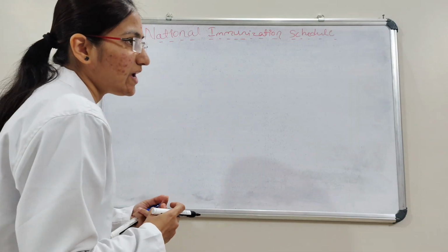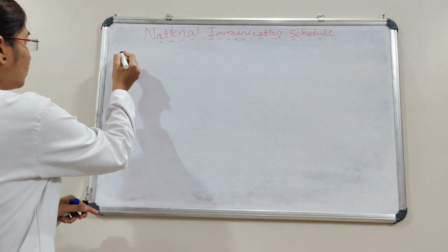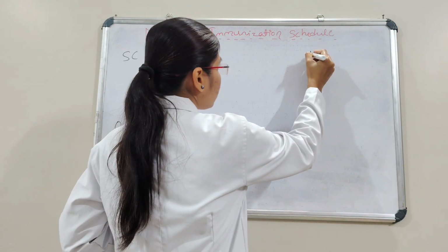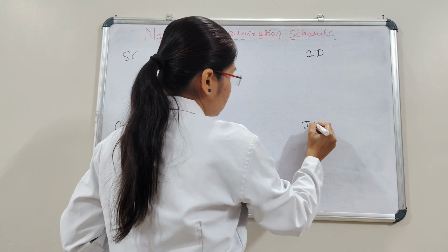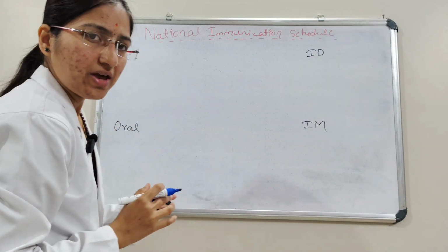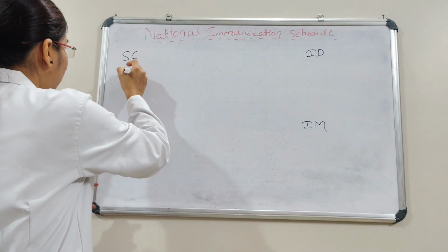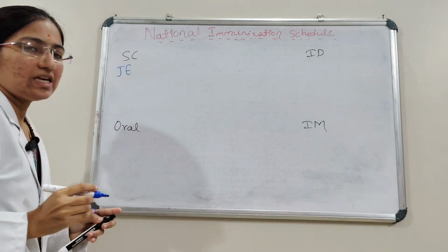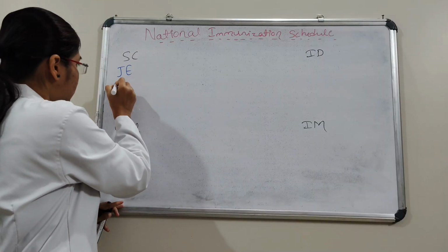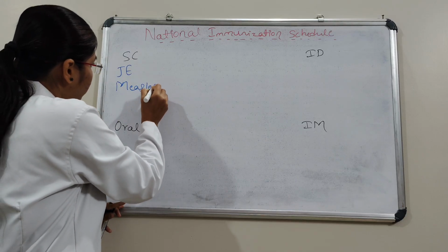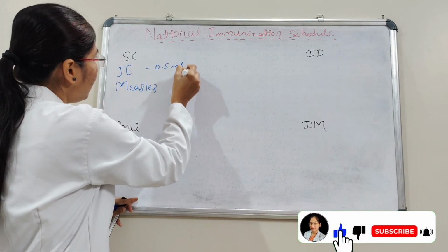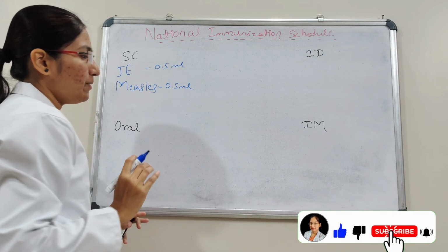Here we'll see the routes, and which vaccines are given by which route. Subcutaneous, oral, intradermal, remaining is IM. Okay, we'll see subcutaneous first. Japanese encephalitis and measles are given subcutaneously, 0.5 ml. Here also 0.5 ml has to be given.